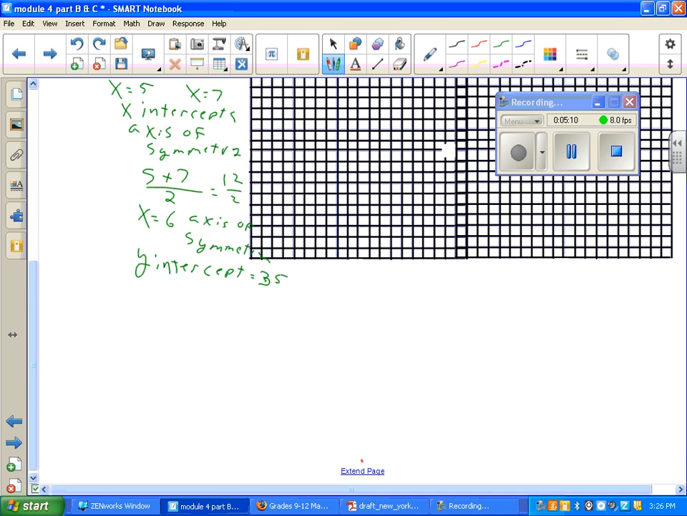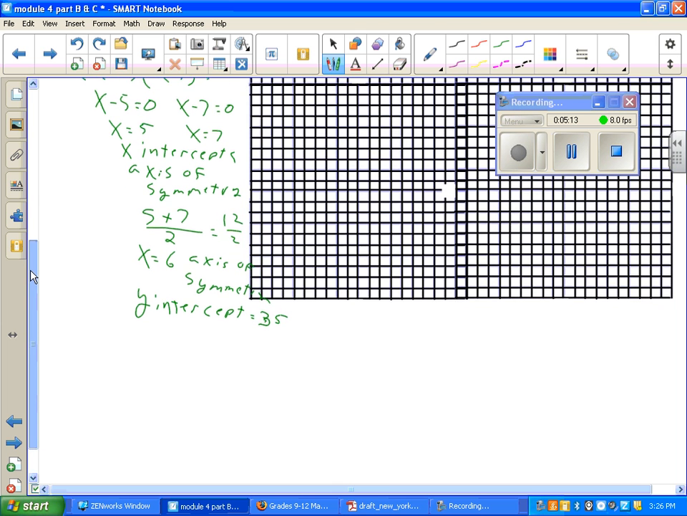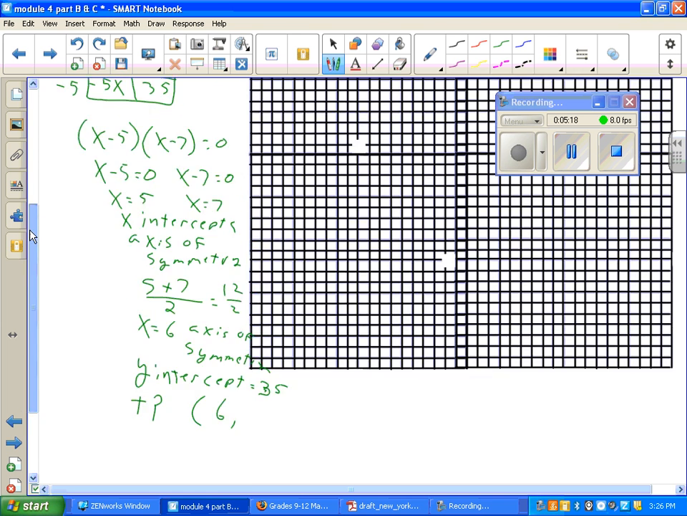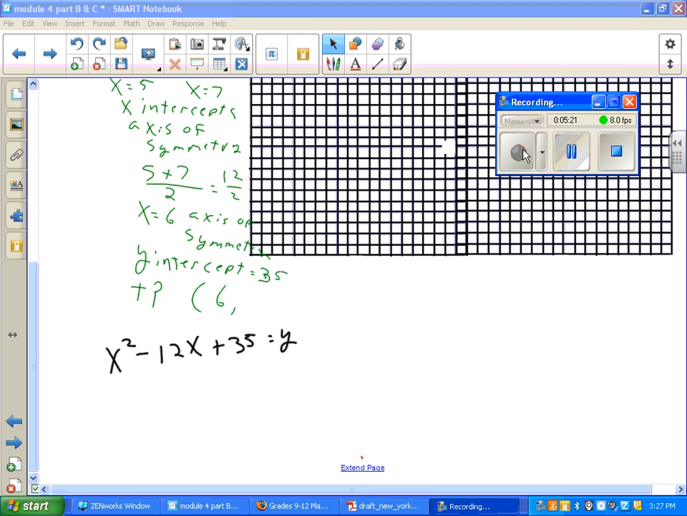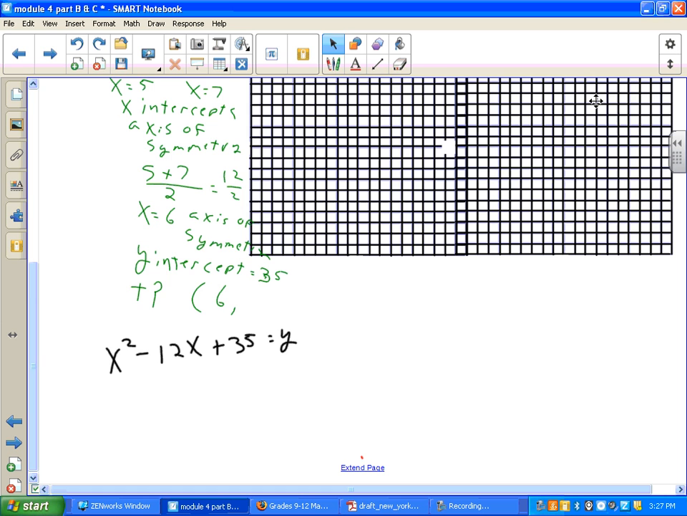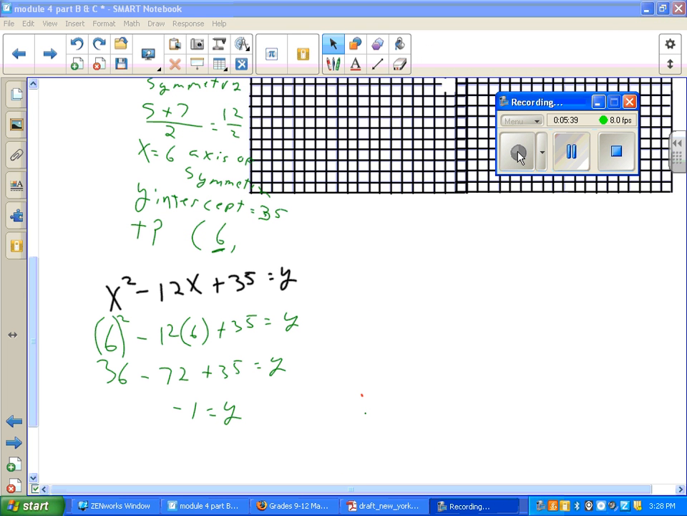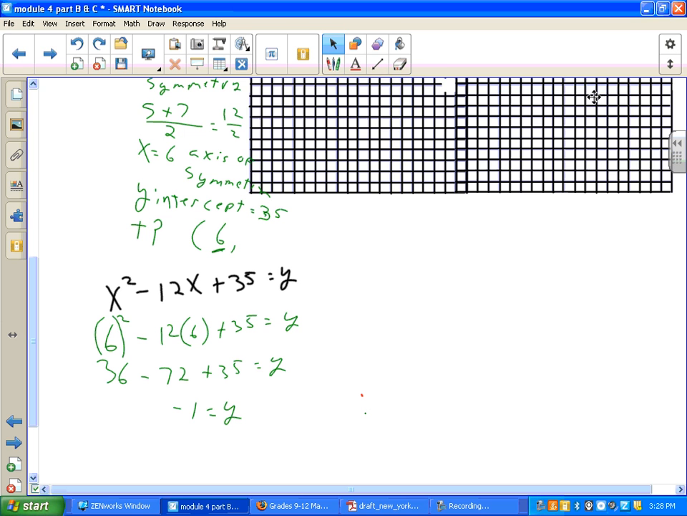Okay, now that we have the y-intercept is 35, we have the axis of symmetry. Let's find the turning point. The turning point, I know one number is 6. Let me grab this equation. Now, all I do is I take 6, plug it in here. 6 squared minus 12 times 6 plus 35 equals what number? I grab my calculator, do the arithmetic, and I get y equals -1. So I just plug that into there. That's the turning point.